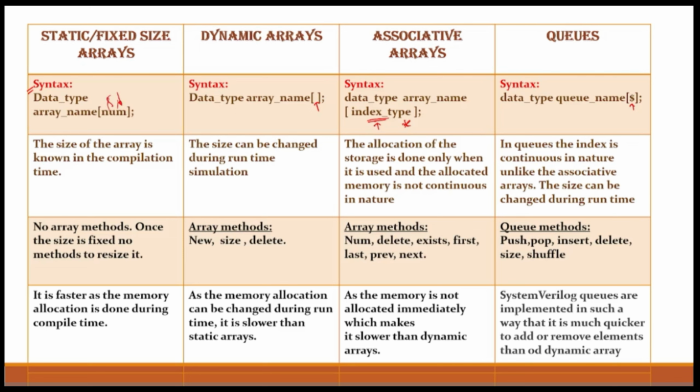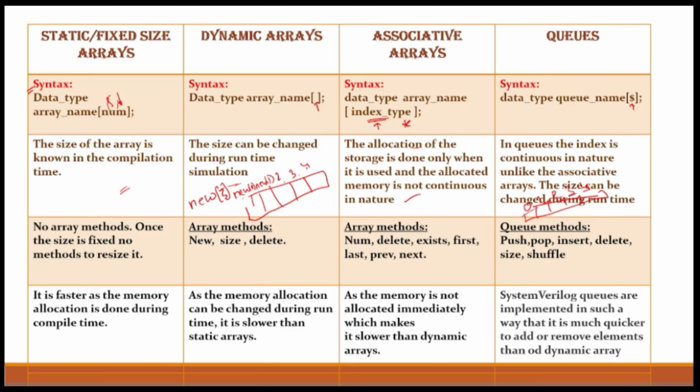So you already know that the size of a static array is known at compilation time, and in dynamic arrays the size can be changed during simulation time, which can't be done in static arrays. In associative arrays, the allocation of storage is done only when it is used, and the allocated memory is not continuous in nature. In dynamic array the allocated memory is continuous in nature. What does continuous mean? For example, if you are taking new of 5, then the indexes will be in a continuous manner, 0 1 2 3 4. The same thing applies for queues also. When you are allocating the memory, all the memory indexes will be in a continuous format.